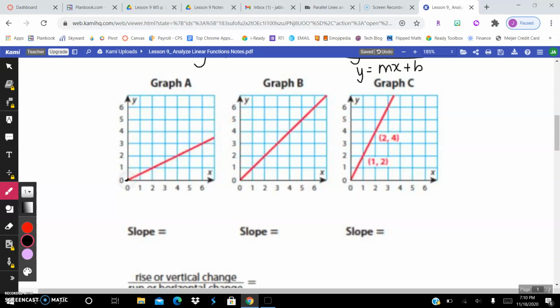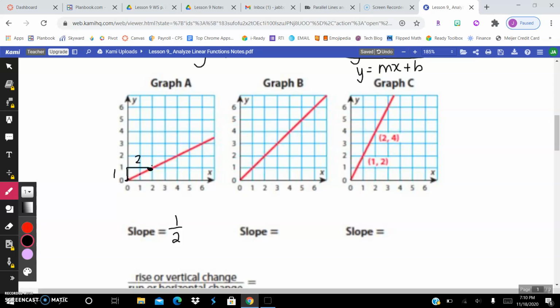I'm going to pick this one here. It starts at 0, 0, and then there's not a perfect point here. So I'm going to go to the next one. It crosses at 2, 1. So I want to use that one. So I'm going to go up and over to get to that dot. And I have to go up 1, and I have to go over 2. So rise is 1, and the run is 2.